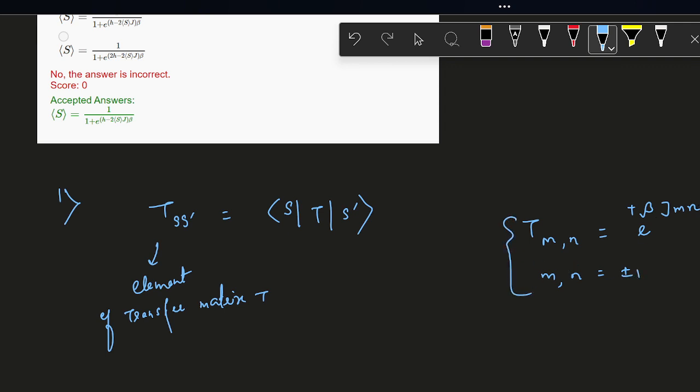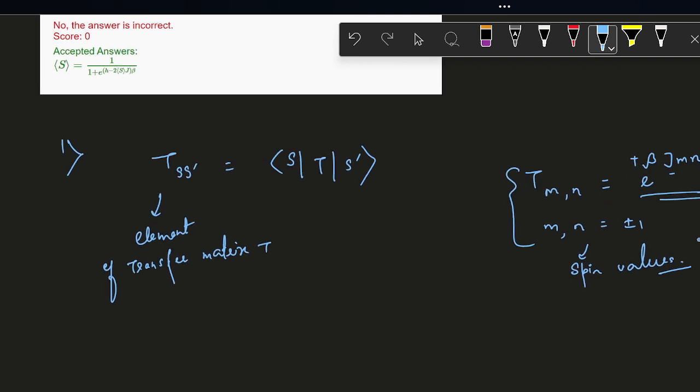Let's say m and n are spin values. Spin values can take two types of values, plus 1 and minus 1, which is the most general case. Then you write down your transfer matrix element for the m and nth element like this: an exponential involving the interaction strength beta and the spin values.